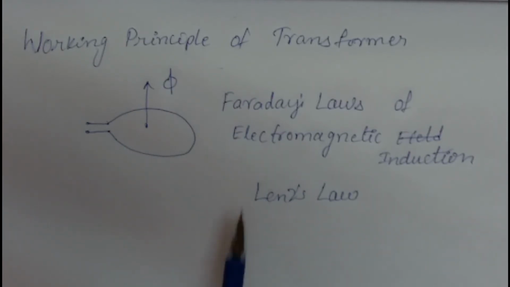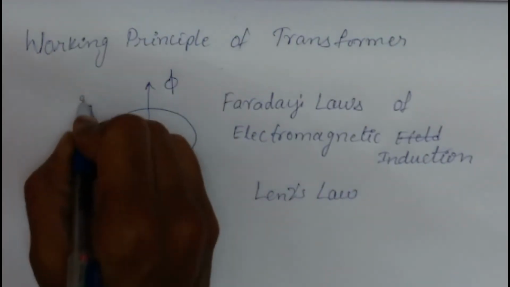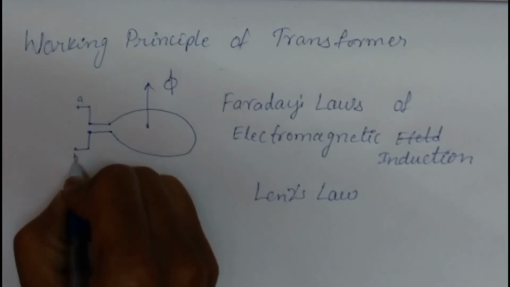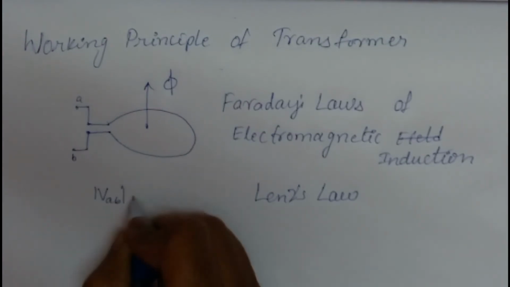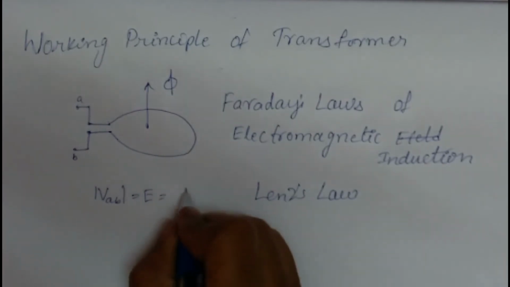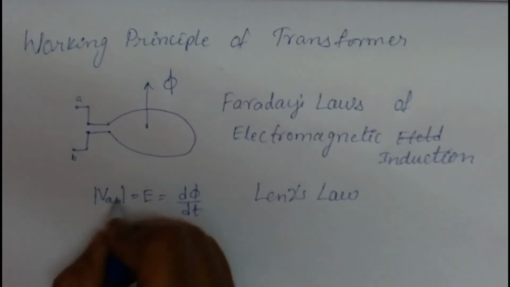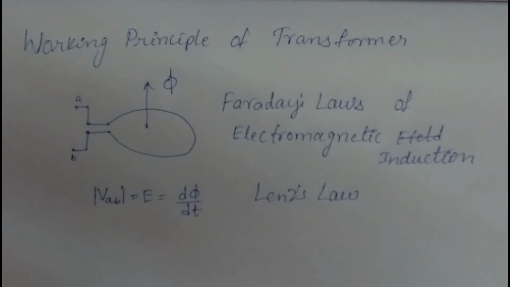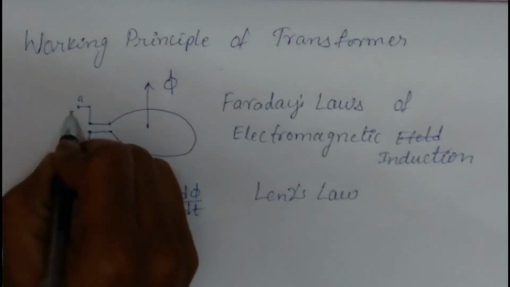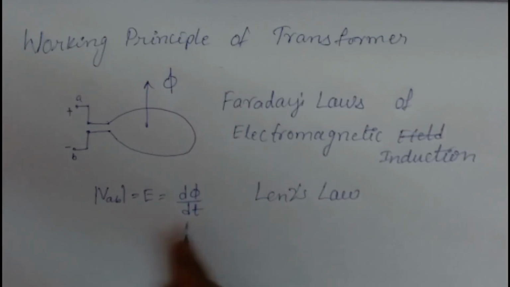This is the first law, and the second law states that EMF, let's say I have terminals A and B, the magnitude of VAB, that EMF, is equal to the rate of change of that flux. This is what Faraday's law states, but we need to know the direction, or we can say the polarity, of this induced EMF. For that we require Lenz's law.